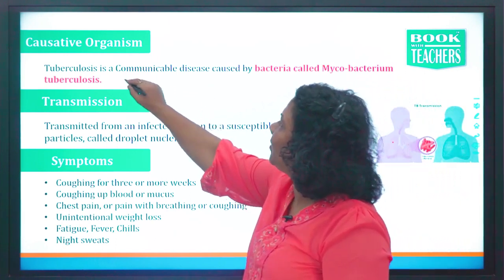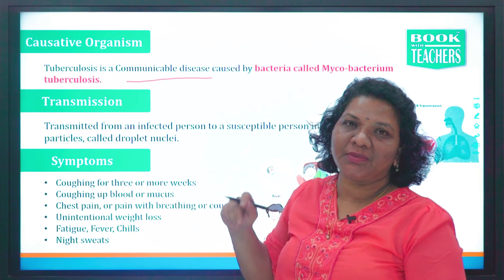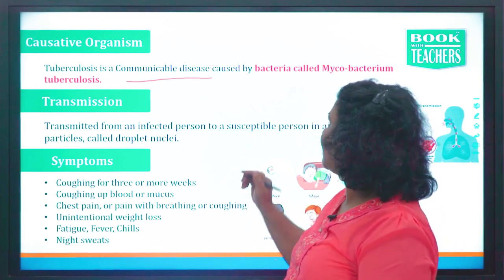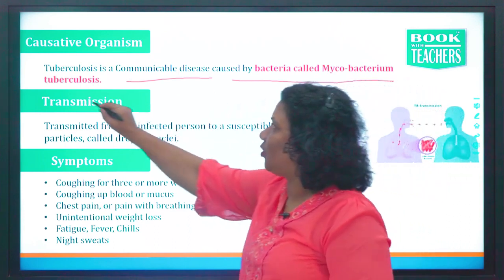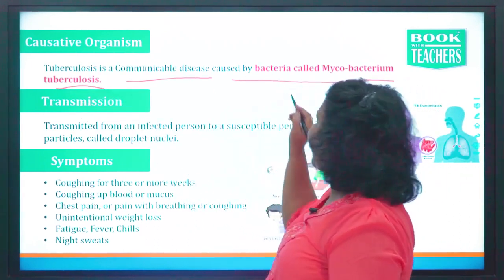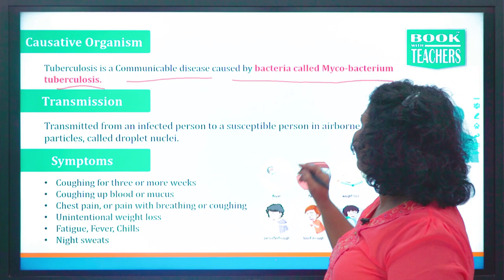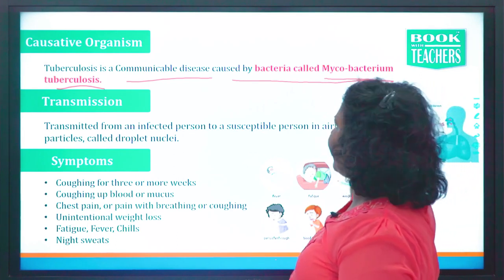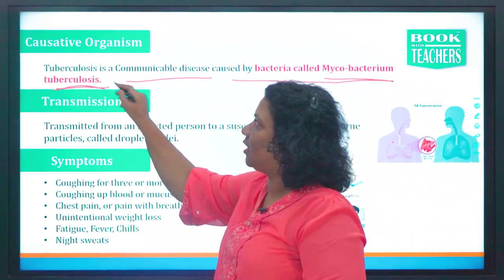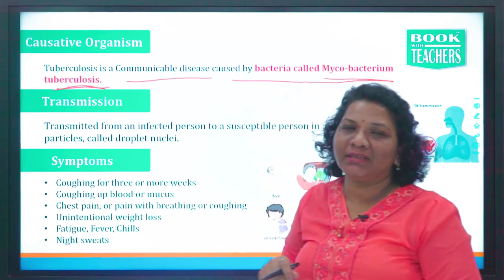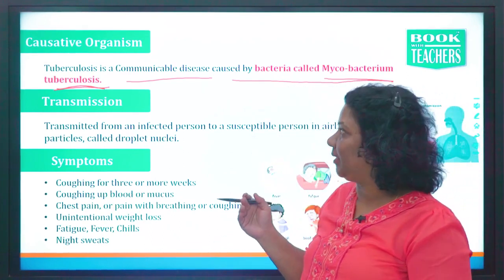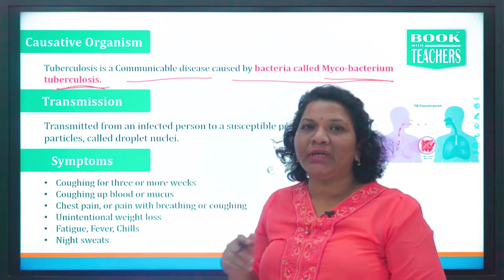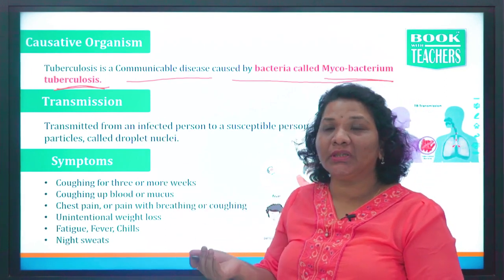Tuberculosis is a communicable disease, meaning it can be transmitted from one person to another, caused by bacteria called Mycobacterium tuberculosis. It is caused by bacteria. And what is the name of the bacteria? That is Mycobacterium tuberculosis. Tuberculosis is also called, in layman's language, TB. We call it TB.